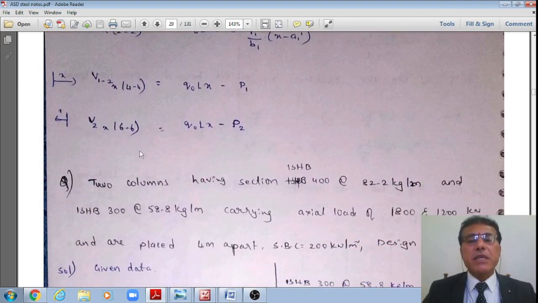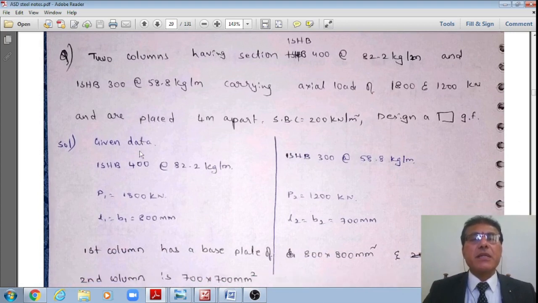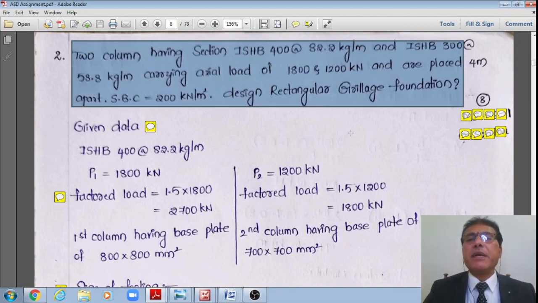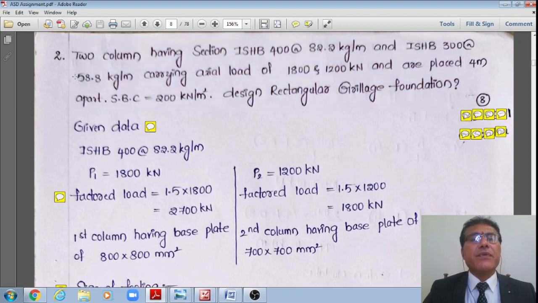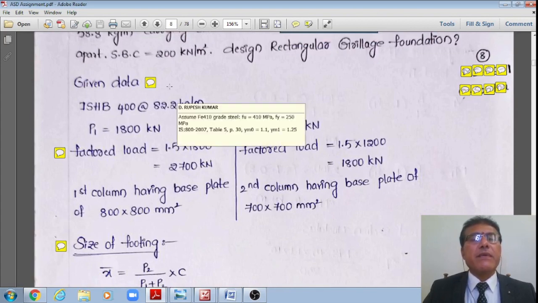Now let me see a numeric problem. This numeric problem we have also seen using the working stress method in the videos ASD1 as well as ASD3. The same problem I am now solving using the limit state method in this video. Two columns having ISHB 400 at 82.2 kg per meter and ISHB 300 at 58.8 kg per meter, carrying axial loads of 1800 and 1200 kilonewtons respectively. This is the given data, students.